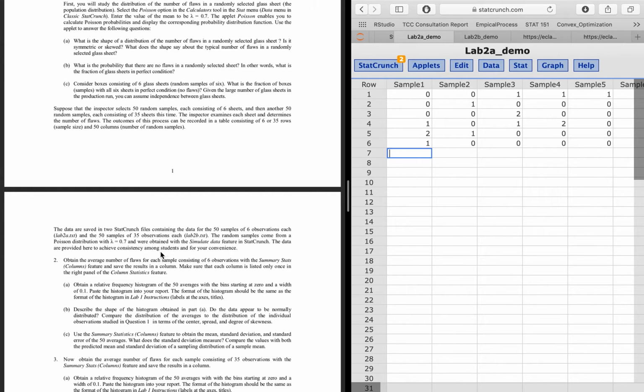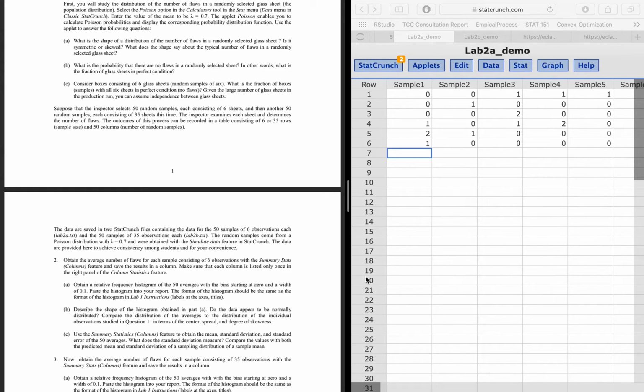Okay. So we know that the number of flaws follows a Poisson distribution, right? But what about the average? The sampling distribution is about a statistic. In this case, if we focus on the mean as the statistic, what would happen? It asks you to obtain the average number of flaws for each sample consisting of the 6 observations with the summary statistics, and save the results.